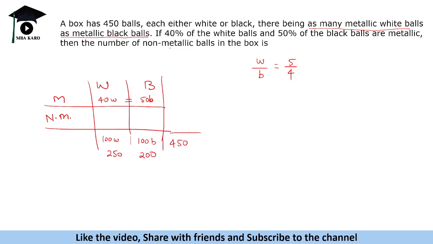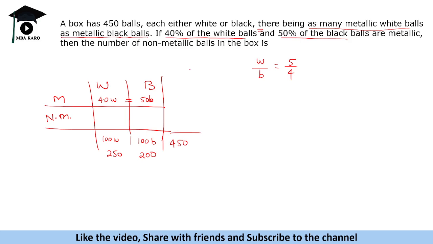Remember that if we have different totals and a portion of each total is the same, like 40% of white balls equals 50% of black balls, then the totals are in the reverse ratio. Take the ratio of white to black as 50 to 40, which is 5 to 4. So 250 here and 200 here.